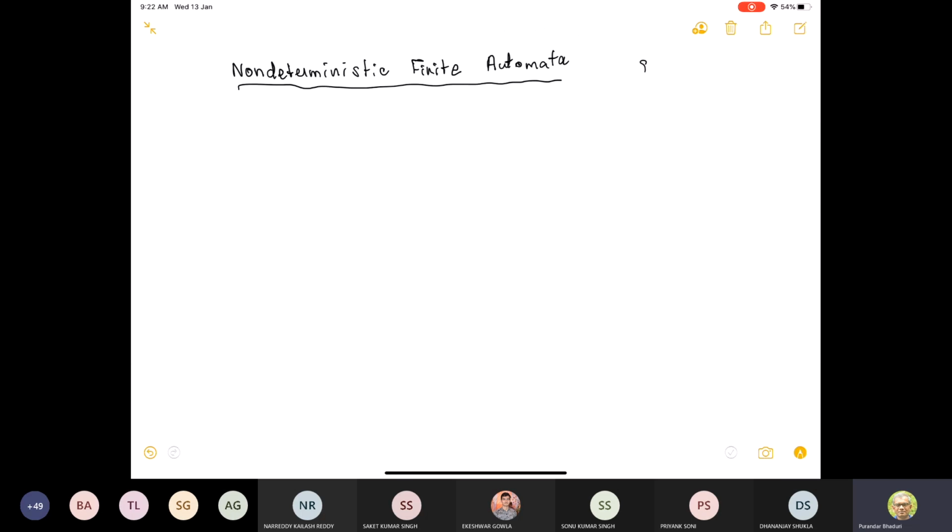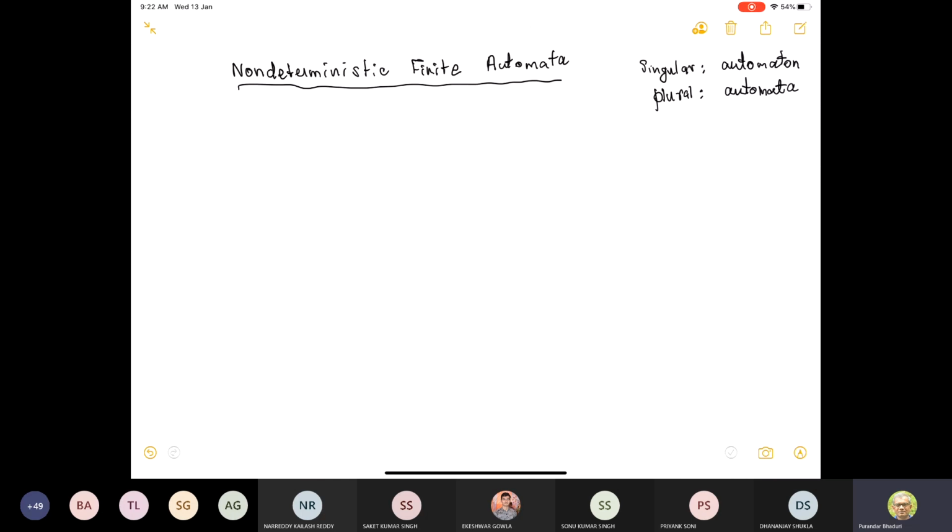By the way, the singular form is automaton, and the plural form is automata. Okay, so we should not mix the two.